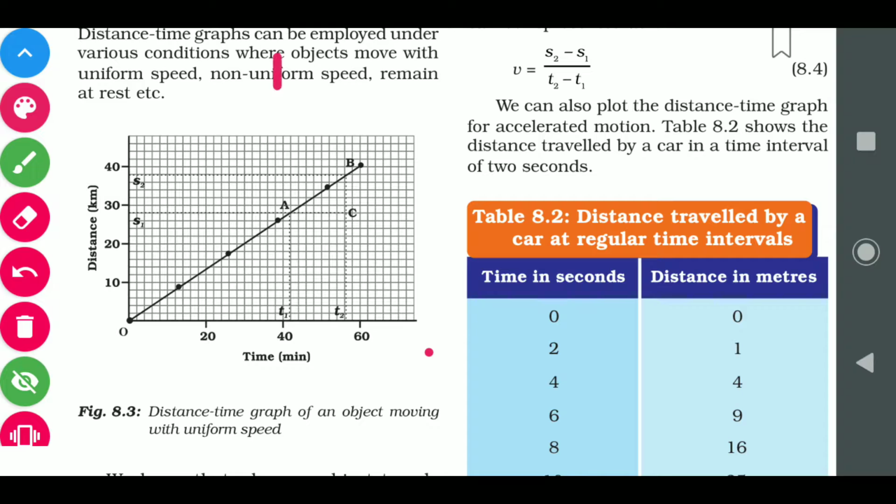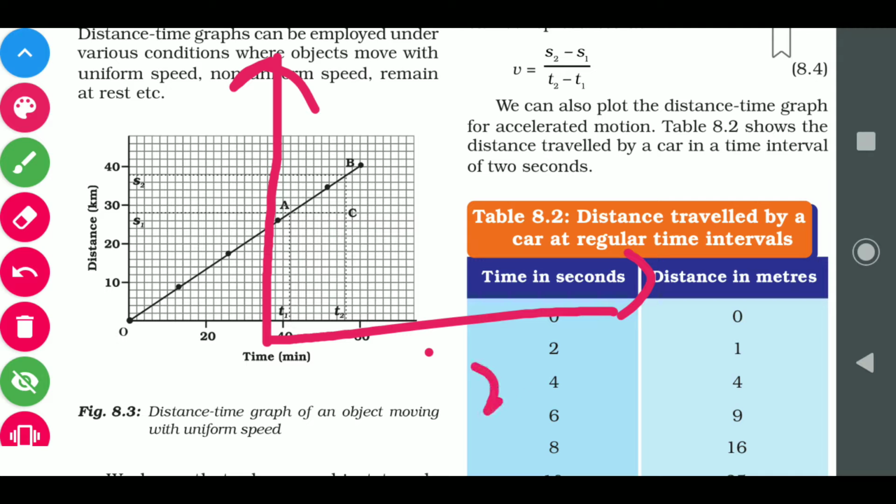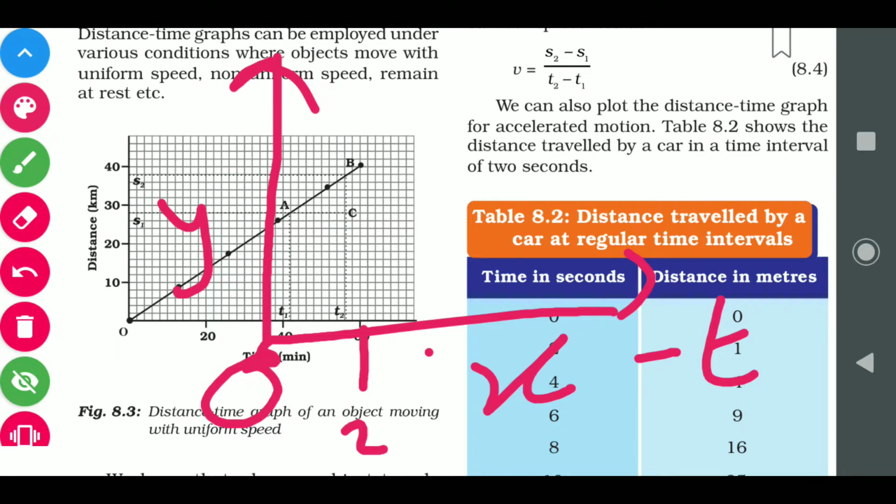Suppose this is our axis. The x-axis represents time, the y-axis represents distance. Suppose at t equals 0, the object is at rest. This is called the origin. At t equals 2 seconds, the object has traveled 10 meters. At t equals 4, it has traveled another 10 meters. When we join these points, what are we getting? A straight line.